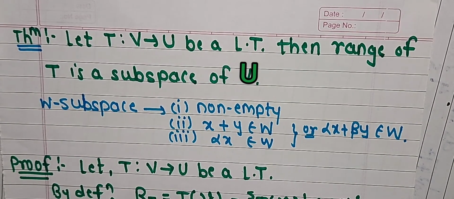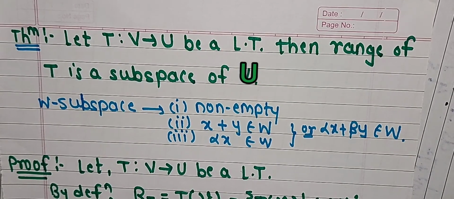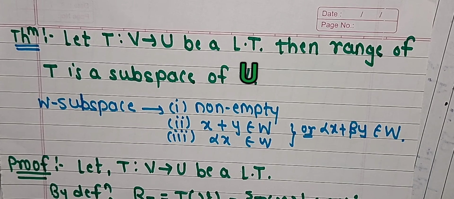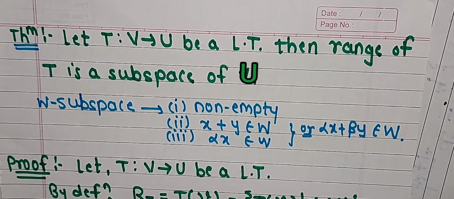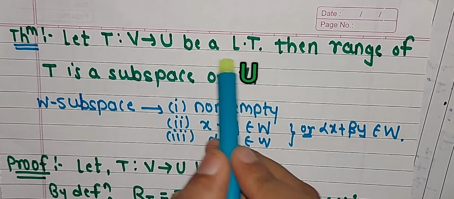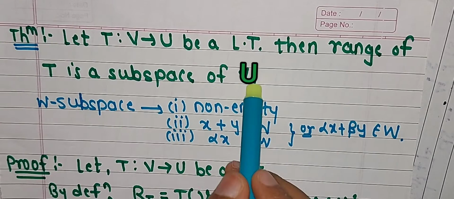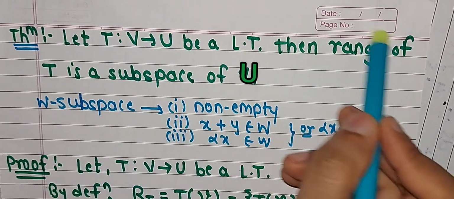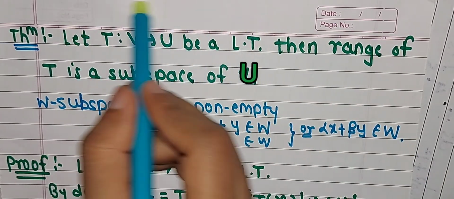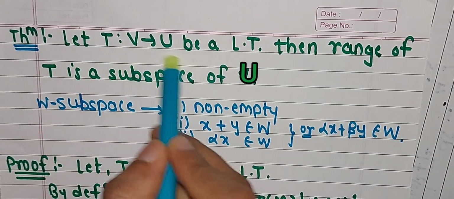So in this lecture we will discuss one theorem, and in the previous lecture we have already discussed the definition of the range of T. Now the theorem is: let T from V to U be a linear transformation, then the range of T is a subspace of V. These are our given conditions, and we only have to prove here that the range of T is a subspace of V.